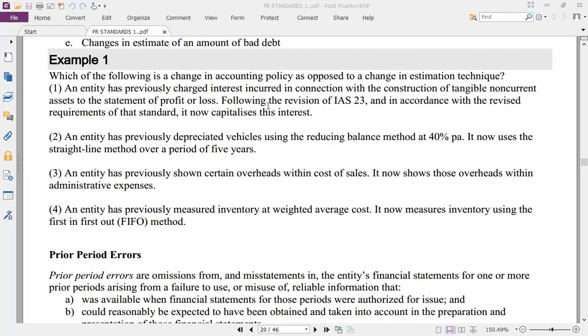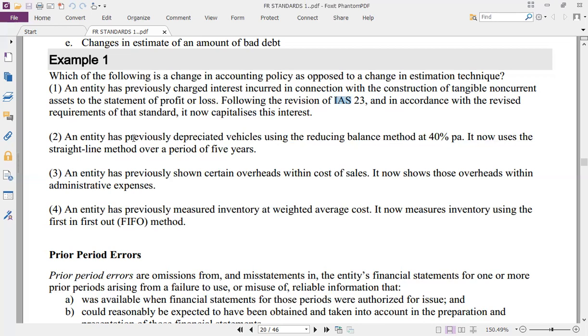Yes. In fact, this is a policy because they've changed the recognition and presentation of the item. Good. And this change is permitted by what? By a standard. So it has been justifiable. It has been justified. That's great.